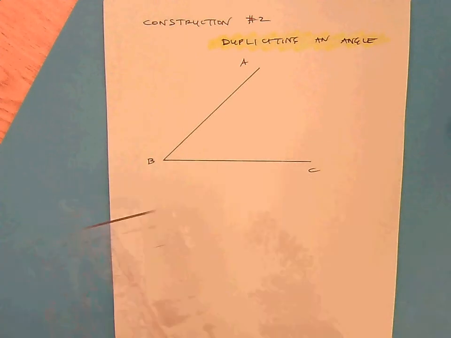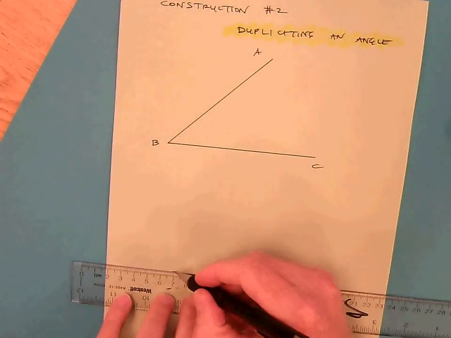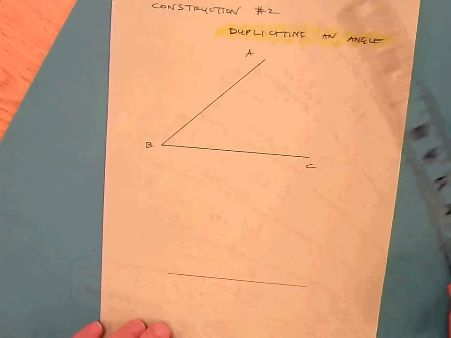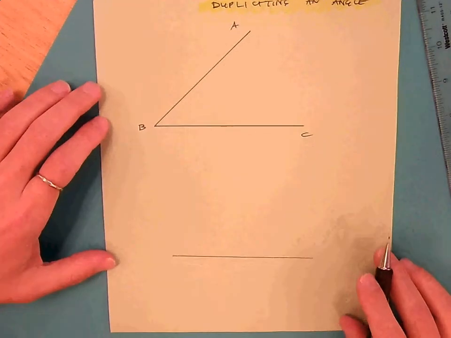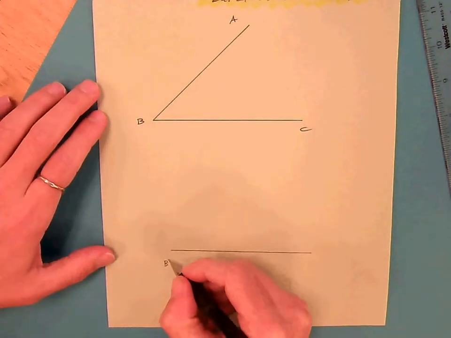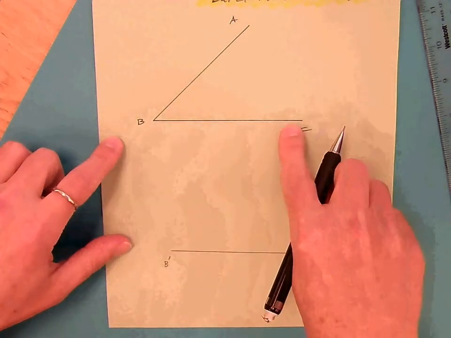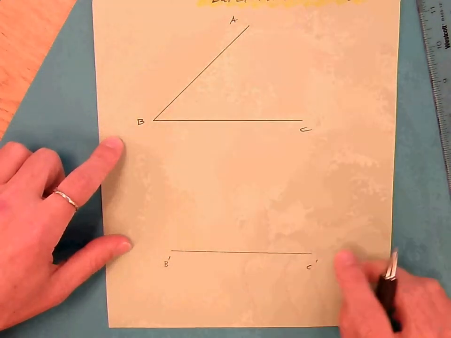So the first thing we're going to do is start off with a side of our angle. So I just draw any segment, any length I wish. Just make it long enough so you can use it. I'm going to identify the endpoints as B prime, C prime to correspond to the side of this angle. In other words, I am not constructing side AB yet.